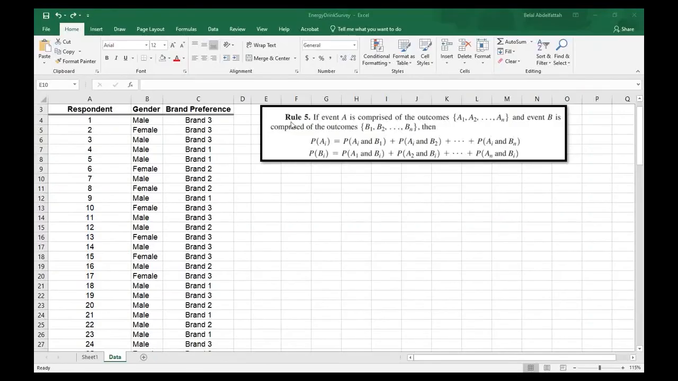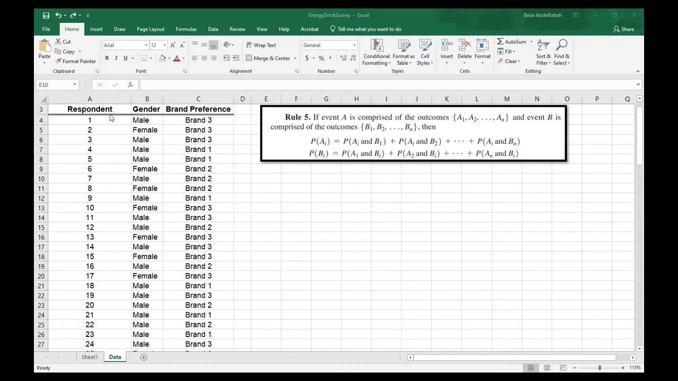So I'm going to be focusing on rule number 5, and it says here that if event A is comprised of outcomes A sub 1, A sub 2, etc., and event B is comprised of outcomes B sub 1, B sub 2, etc., then this will occur. And here, what we're looking at is, if you notice between the events, we have A in the keyword and B. So we're dealing with events where they can occur at the same time. There's this intersection. And when we have this, we call this a joint probability.